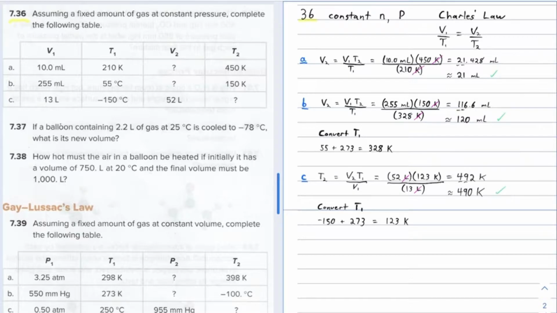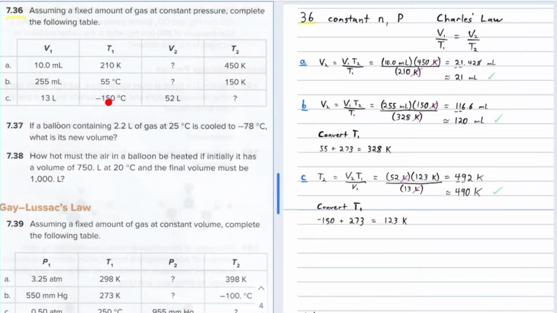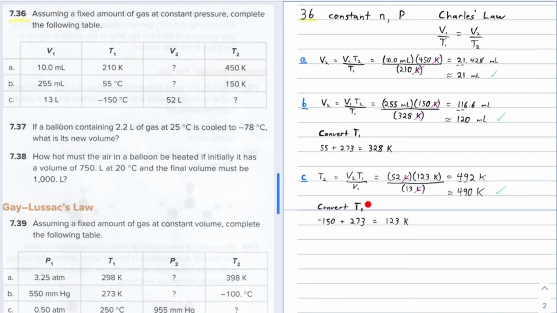Finally, part C, we're told V1, T1, and V2, and we're looking for T2. Here, the V1 and V2 units are the same, but the T1 is in Celsius again, so we got to convert that. So converting the T1 to Kelvin, take the negative 150, add 273, and that gives you 123 Kelvin. So plugging that in for T1, there you go. And then everything else, the liters cancel, you'll be left with Kelvin, and the math gives you 492 Kelvin, which rounds to 490 Kelvin.